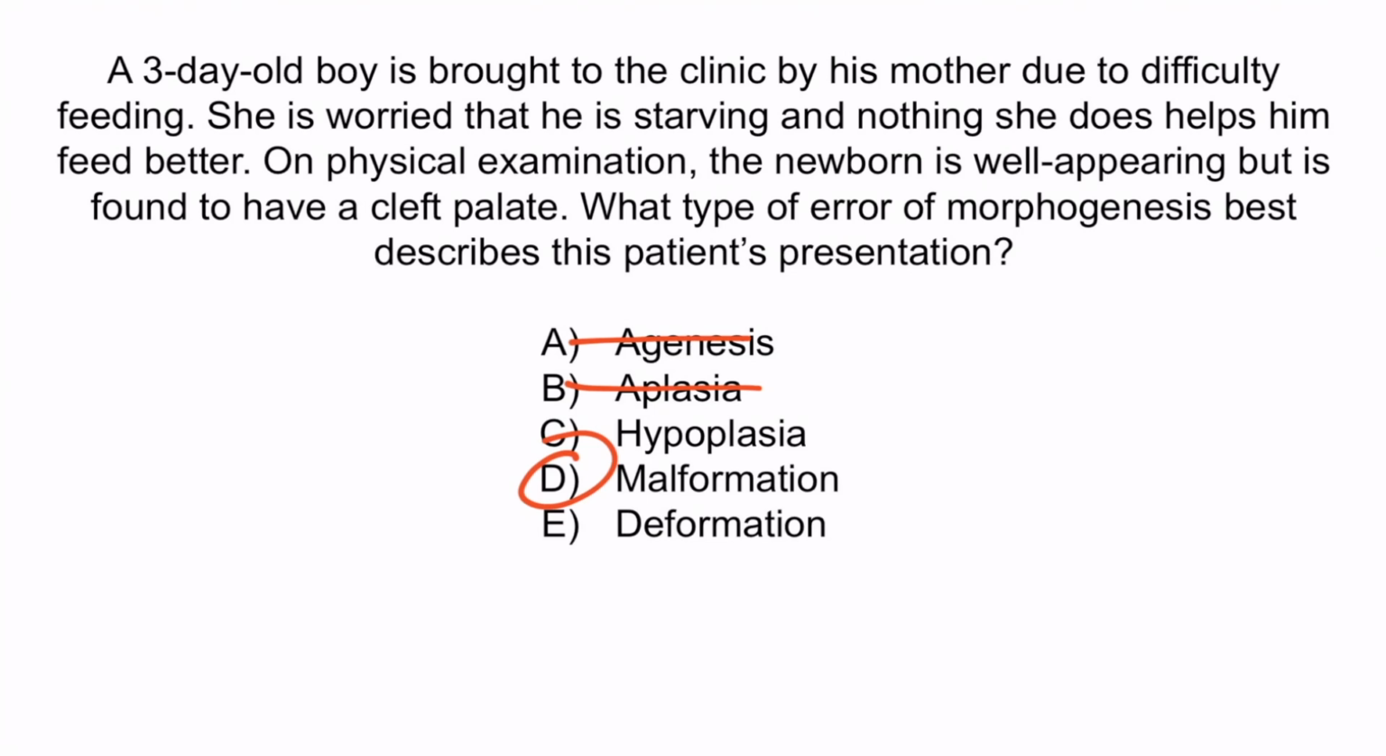Hypoplasia is incorrect because, again, all organs appear to have developed normally, and there is no mention of underdevelopment, but rather abnormal development. In other words, I like to think of hypoplasia as not growing enough, whereas malformation means it grew, but in an altered way. So again, C is incorrect. Finally, deformation is incorrect because deformations are due to extrinsic forces, while a cleft palate is an intrinsic force. So again, the correct answer is D, malformation. And with that, we've covered everything you need to know regarding errors of morphogenesis.